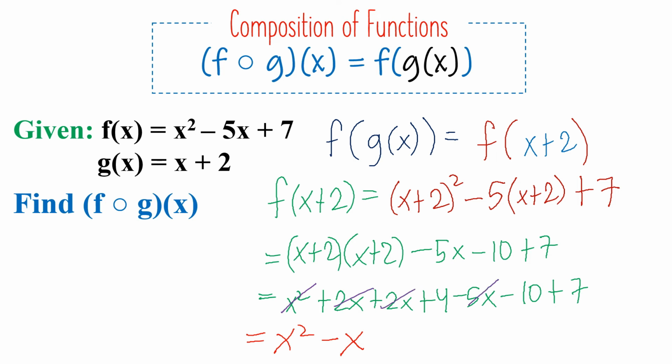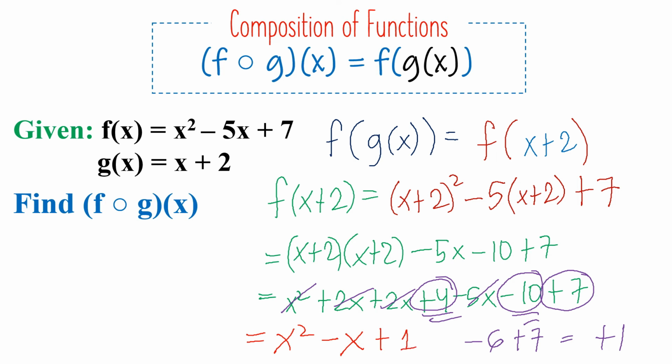Ang natitira na lang ay constant. We have positive 4, negative 10, and positive 7. So, positive 4 and negative 10, that will be negative 6 plus 7. Negative 6 plus 7, that will be positive 1. So, let's write plus 1. So, the answer for f composed of g of x is x squared minus x plus 1.